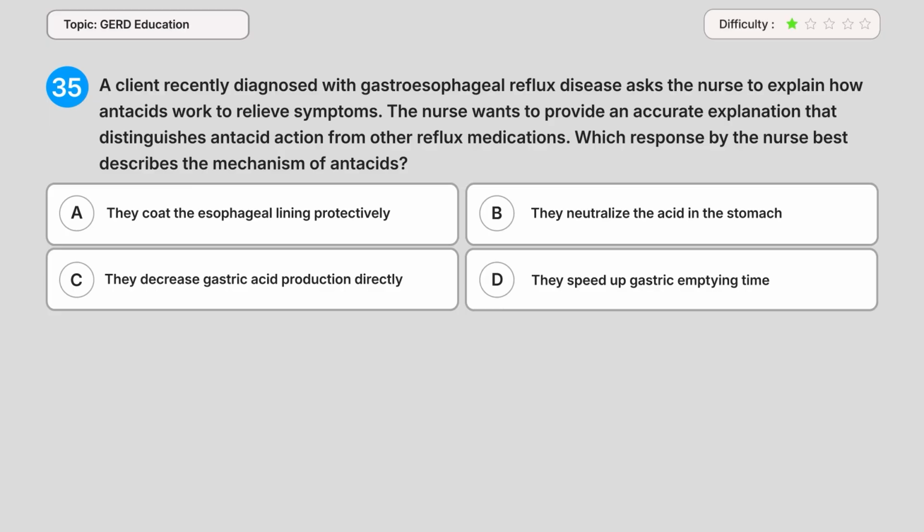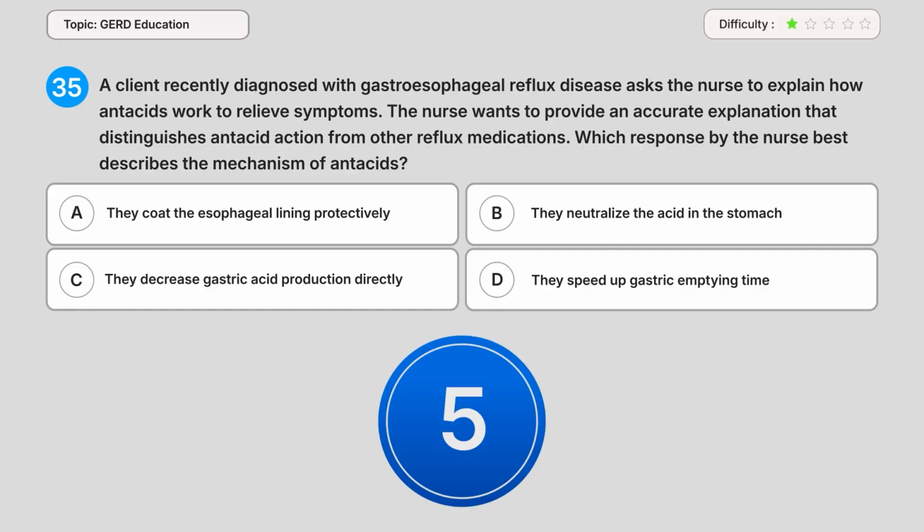A. They coat the esophageal lining protectively. B. They neutralize the acid in the stomach. C. They decrease gastric acid production directly. D. They speed up gastric emptying time. What do you think is the answer?